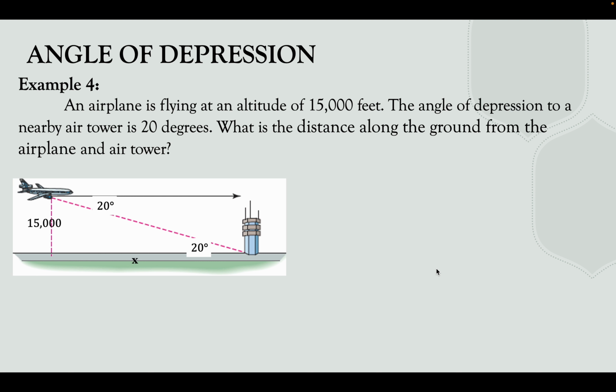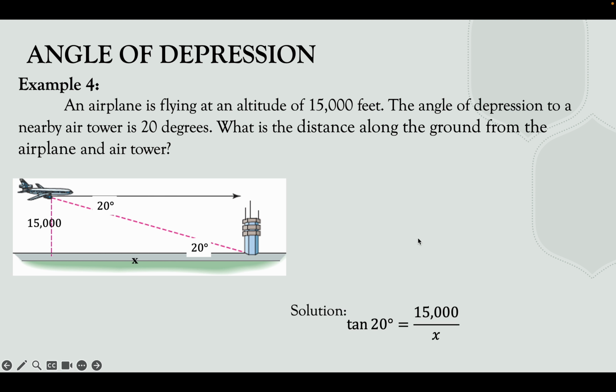And we want the distance along the ground from the airplane to the air tower. So that means we need to find this side. Since the angle of depression and the angle here are alternate interior angles, that means they are congruent. So we will use this one as our reference angle. So the opposite is the altitude of the airplane, and the adjacent side is the distance along the ground from the airplane to the air tower.